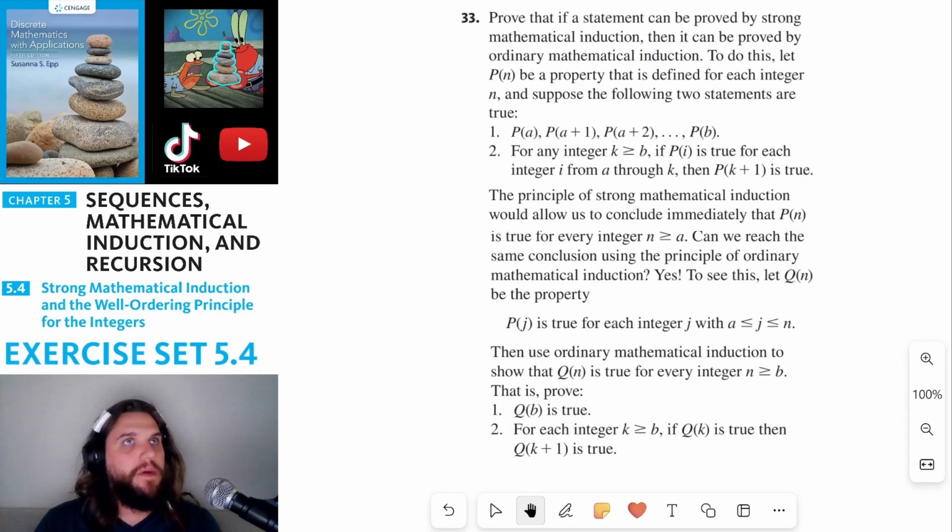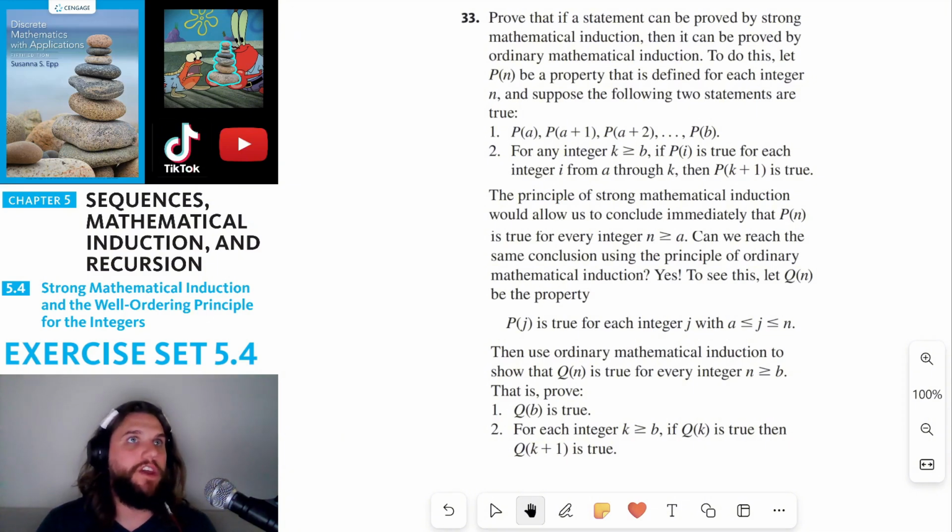Prove that if a statement can be proved by strong mathematical induction, then it can be proved by ordinary mathematical induction. To do this, let P of n be a property that is defined for each integer n, and suppose the following two statements are true. P of a plus 1, P of a plus 2, all the way up to P of b. Those are the base cases of strong mathematical induction.